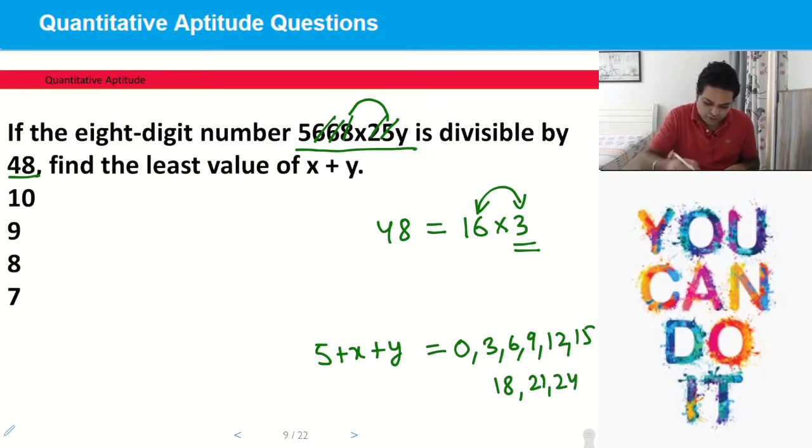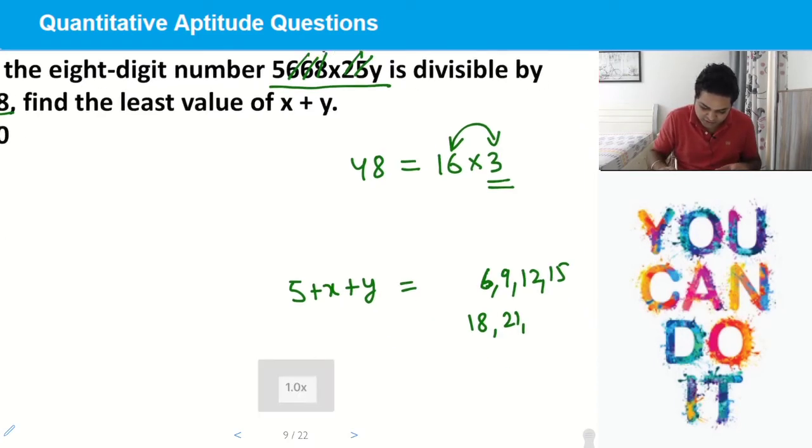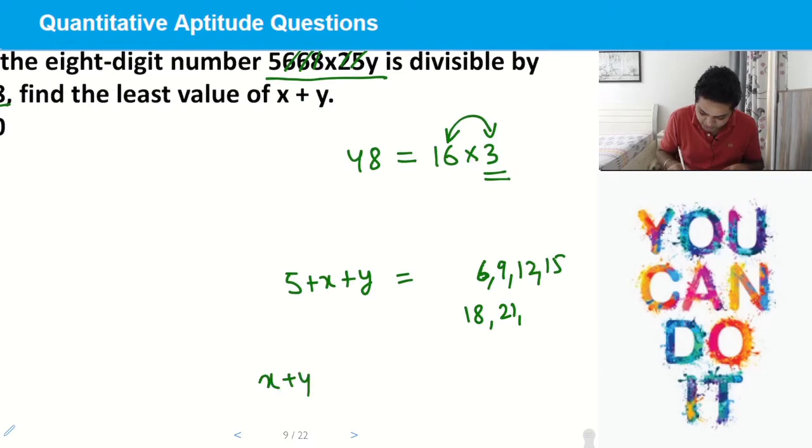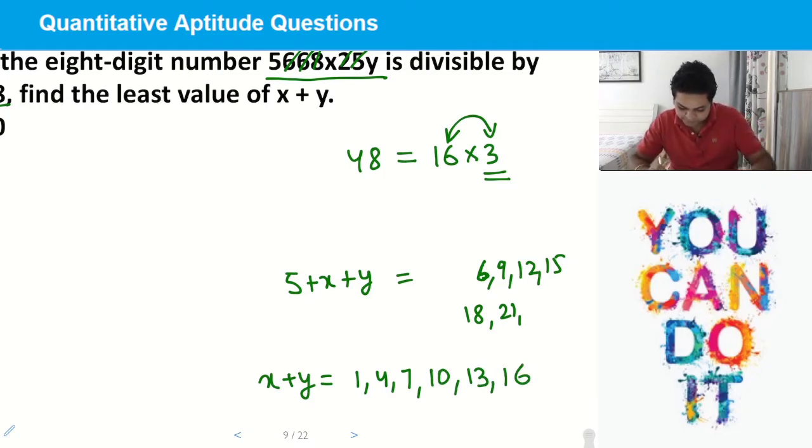So 24 is not possible, so let's ignore it. 0 is not possible, 3 is not possible because we already have a 5. So it can be either 6, 9, 12, 15, 18 and 21. That gives us x plus y equals to either 1, 4, 7, 10, 13 or 16. Now these are the values which x plus y can take.